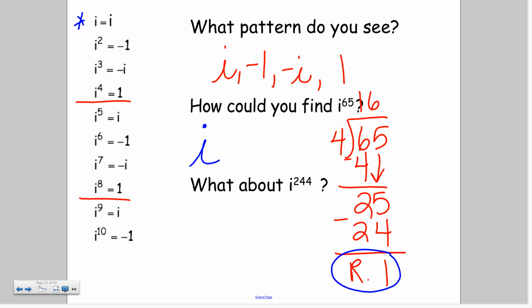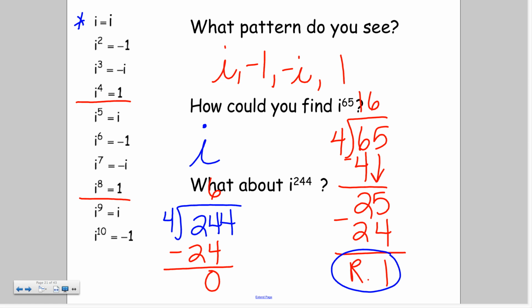Alright, the second one, i to the 244th. Same thing. I'm going to take 244 and divide it by 4. Because our pattern repeats every 4, we want to look at our remainder to see what exponent would be left. 4 can't go into 2, but 4 can go into 24 6 times. So 6 times 4 is 24. Subtract, that leaves me with 0. And I'm going to bring down my 4.